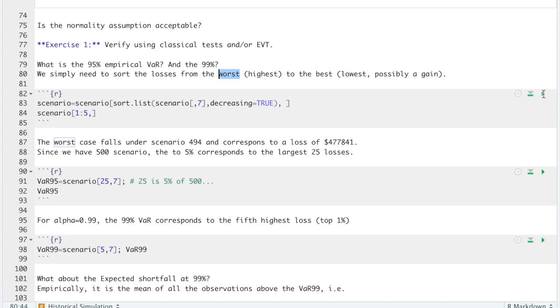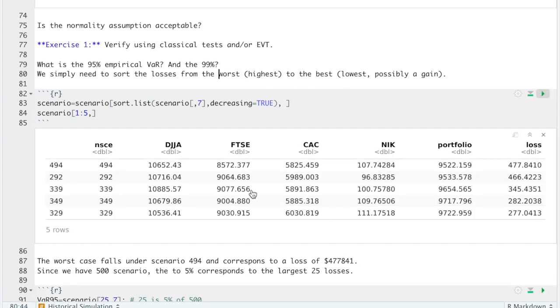Now, if we do that, we have that our data can be sorted in this way, and we find that the worst scenario for us is scenario 494, the second worst is scenario 292, and so on. Under the worst scenario, we have a loss of almost $500,000 with respect to our portfolio.